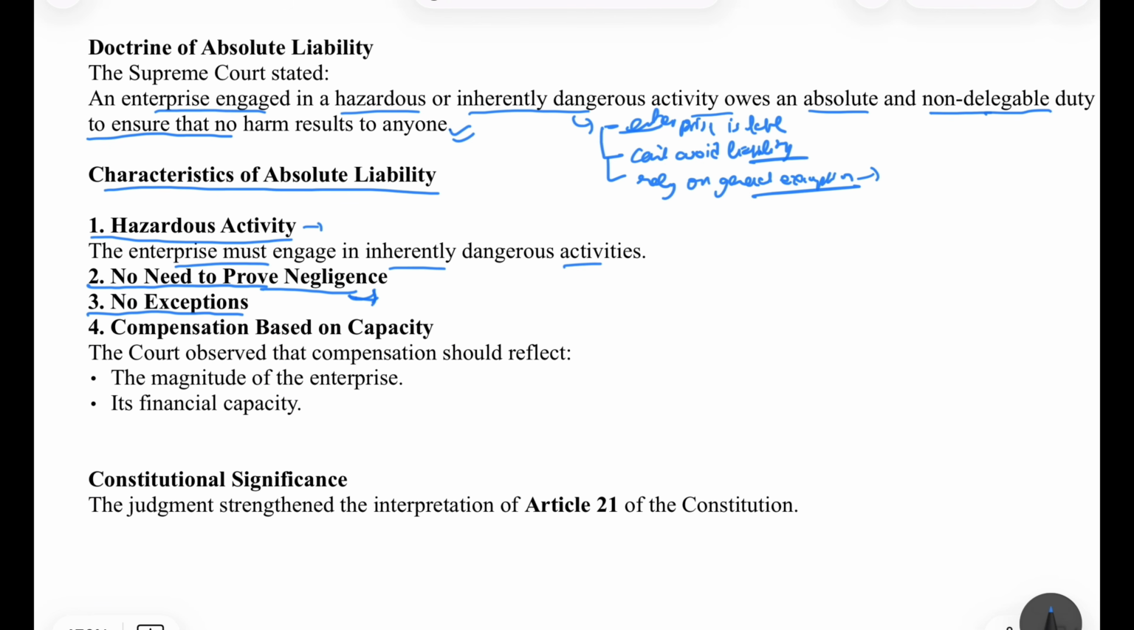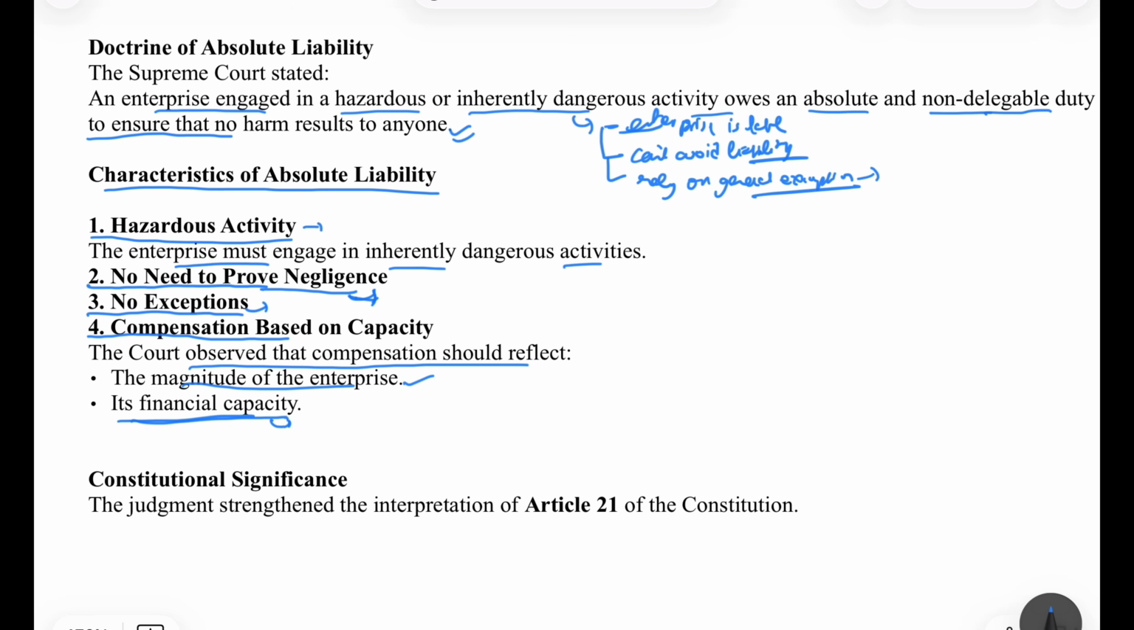And coming to no exceptions. Strict liability relies on exceptions or defenses, but here there are no exceptions, so that's why it is stricter. And coming to the fourth characteristic, it is compensation based on capacity. The court observed that compensation should reflect the magnitude of the enterprise and its financial capacity. If the magnitude is larger, it means big cap industries and corporates, as opposed to small cap and mid cap industries, and its financial capacity, its turnover.